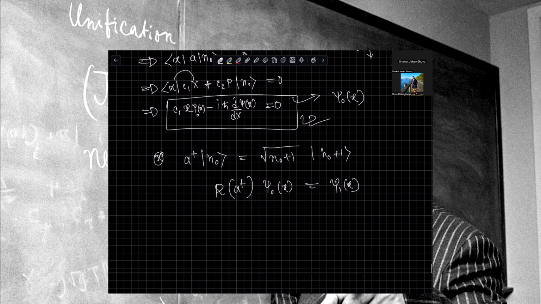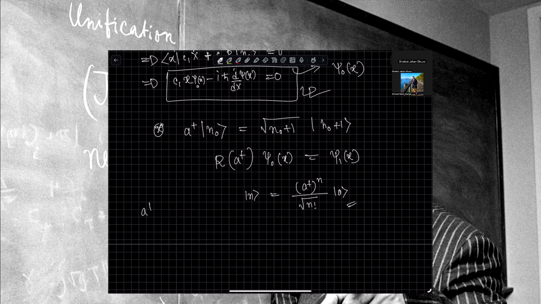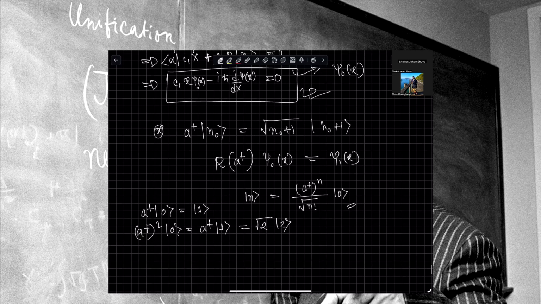In fact, for any state n, it can be built up from the ground state like this. And this is very simple to prove. If you do a dagger on |0>, this is just |1>. If you do a dagger squared on |0>, this really means a dagger on |1>, which is |2>, and so on. You do this n times, you get this. So essentially what you're doing to find the psi of n, or the nth eigenstate, is just taking the position representation of this equation.